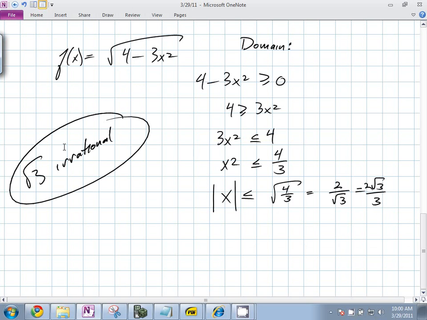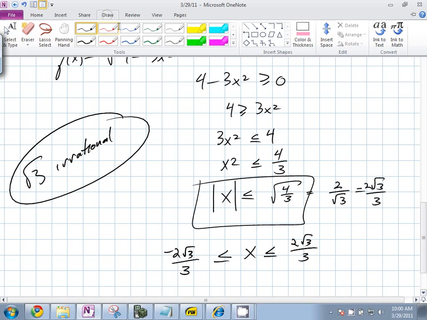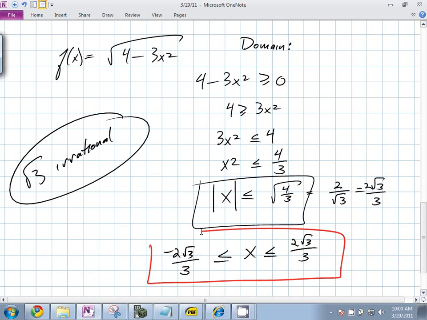Come back to that. Okay, so what does this mean, though? So x has to be less than or equal to 2 root 3 over 3, but it has to be greater than or equal to what? Negative 2 root 3 over 3. Yeah, absolutely. There you go. It absolutely has to be between those things, because if it goes beyond that, when you square it, it's going to be greater than 2 root 3 over 3. Does that make logical sense, everybody?